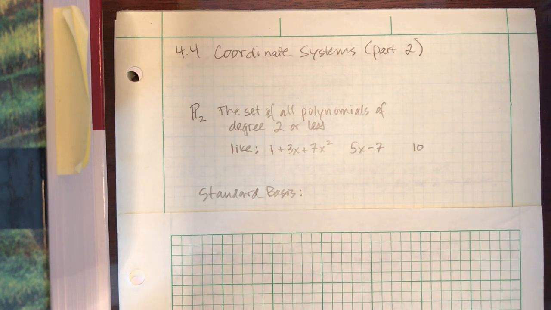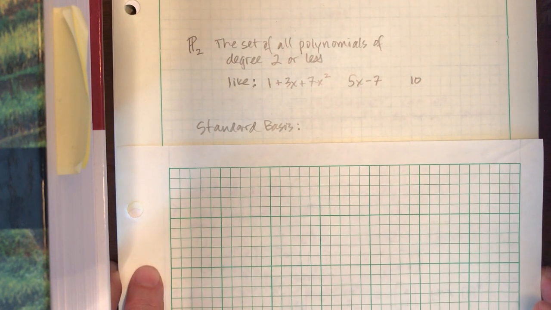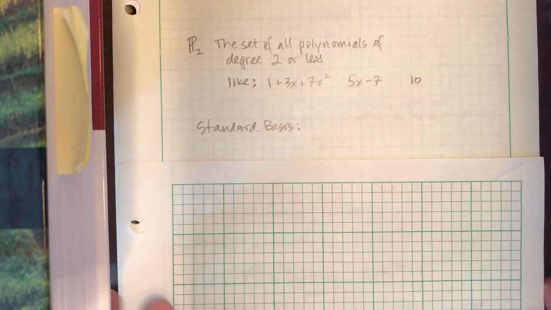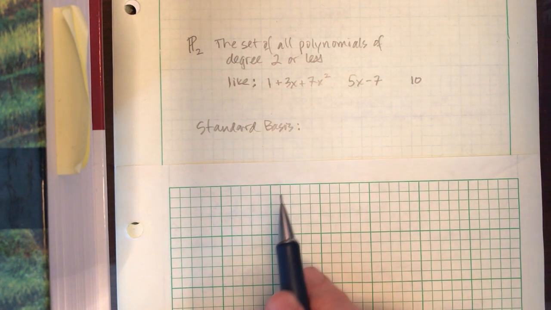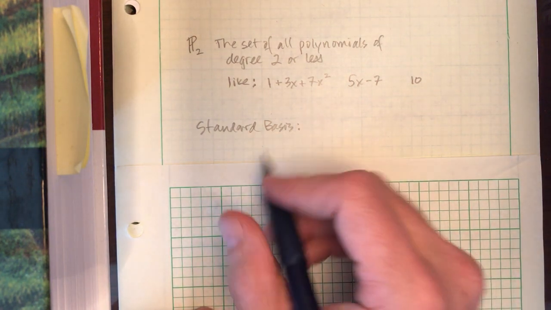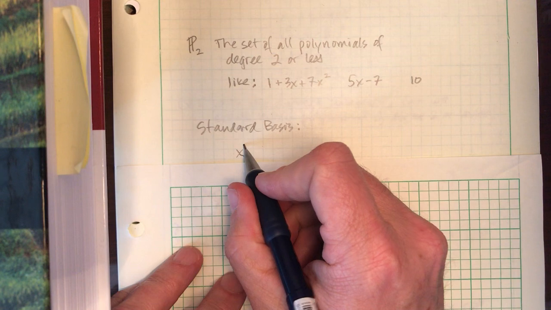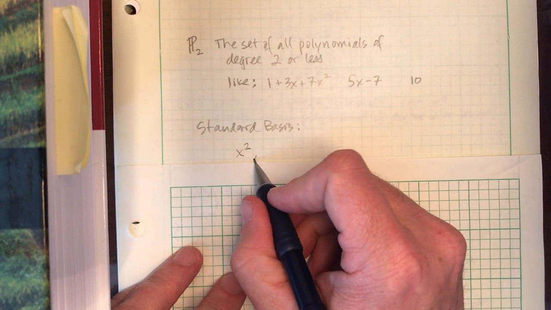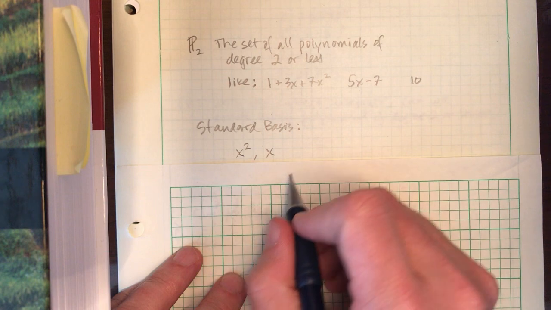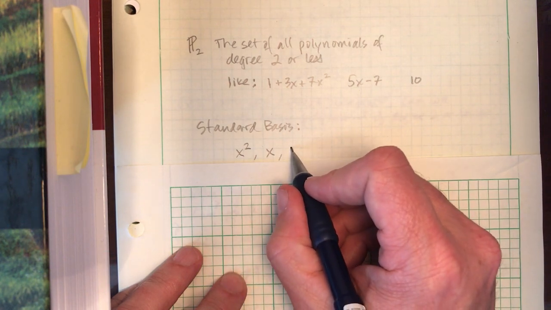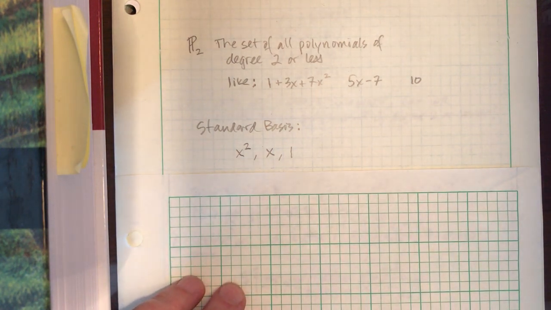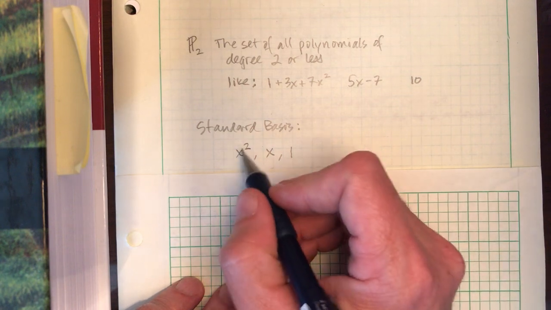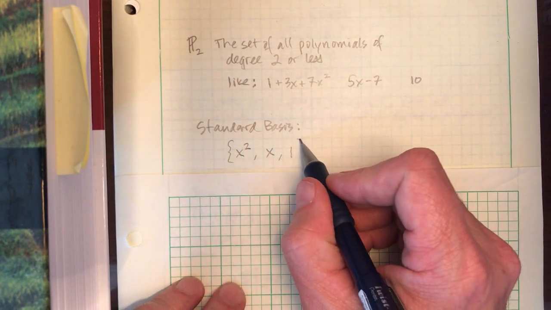So I'd like us to think about the basis for this vector space. What is it we would need to create every polynomial of degree 2 or less? Well, I think we would need at least an x squared, and I think we need an x, and I think we need a constant to work with. And so my standard basis for all polynomials of degree 2 or less includes these three parts.